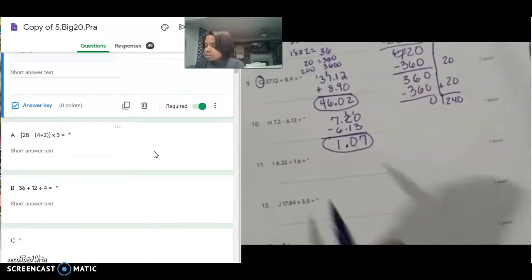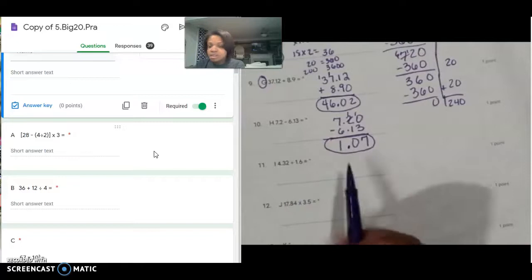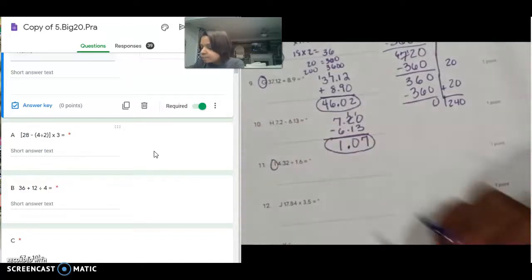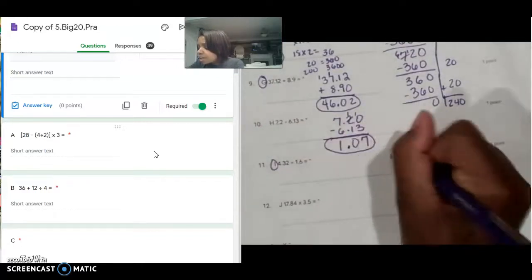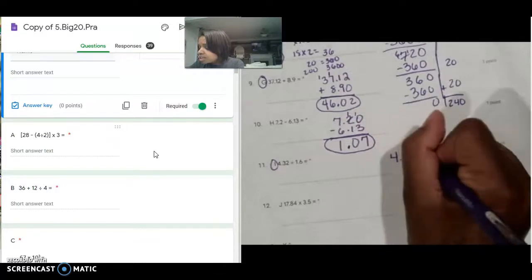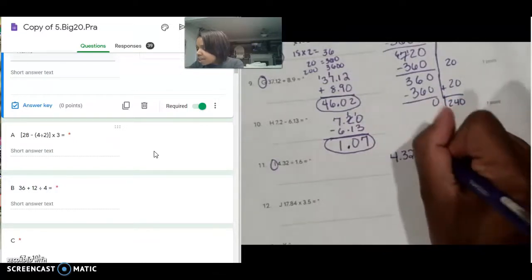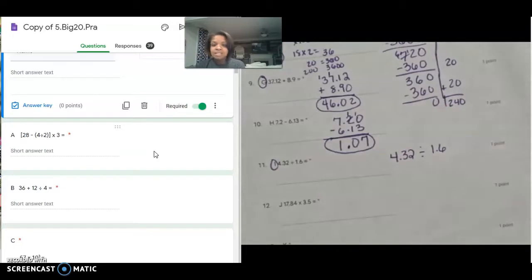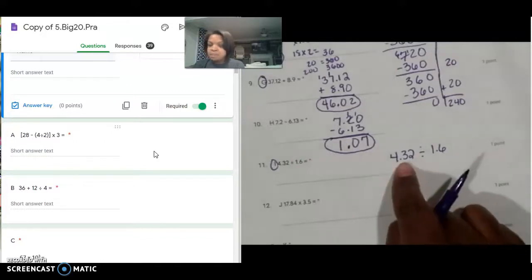All right, next one, we have division. All right, so for letter I, I have 4 and 32 hundredths divided by 1 and 6 tenths. Well, before I can divide, I have to make these equivalent and get rid of that decimal point because I cannot divide.